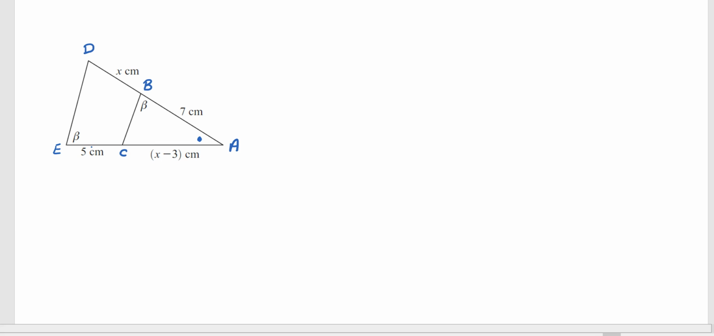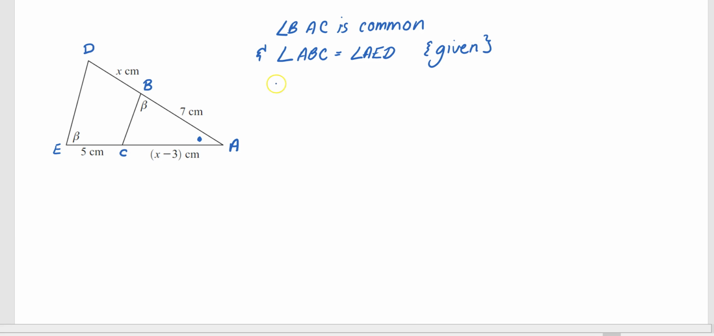Now we just write that up. We would say that angle BAC, so this one here, is common, and we've got angle ABC equals angle AED, and that was given to us. Therefore we've got equiangular triangles in existence, which means that triangle ABC is similar to triangle AED. If you want to give a reason, the best word in the world is equiangular.